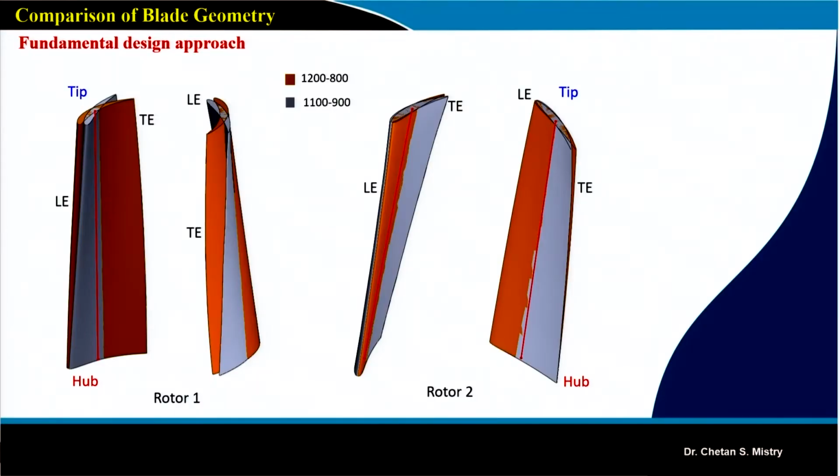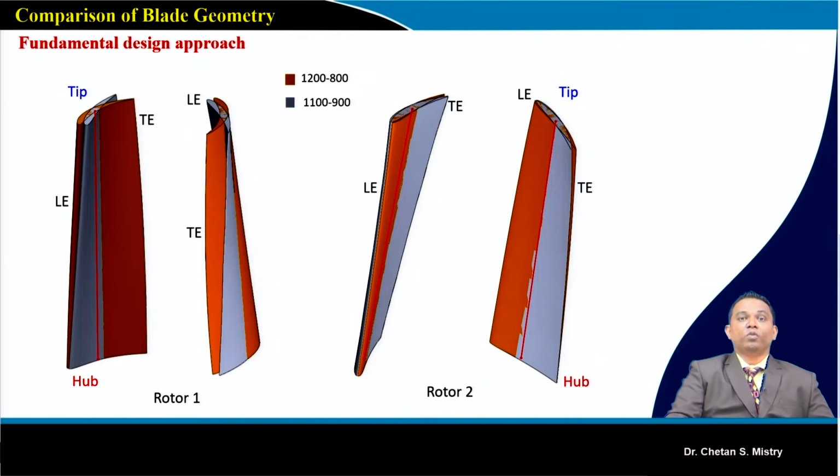In the last lecture we were discussing the design of a low speed contra-rotating fan for different aerodynamic loading. This is what represents our aerodynamic loading of, say, 1200 Pascal for rotor 1 and 800 Pascal for rotor 2. We also discussed changing the aerodynamic loading to 1100 Pascal for rotor 1 and 900 Pascal for rotor 2.